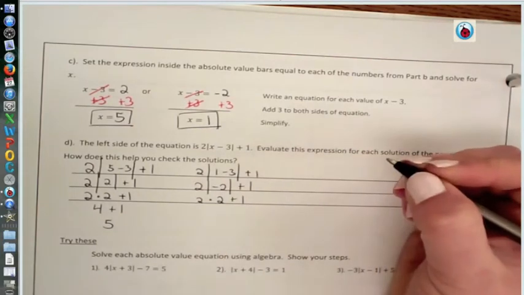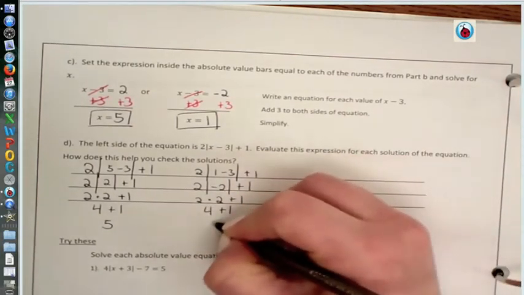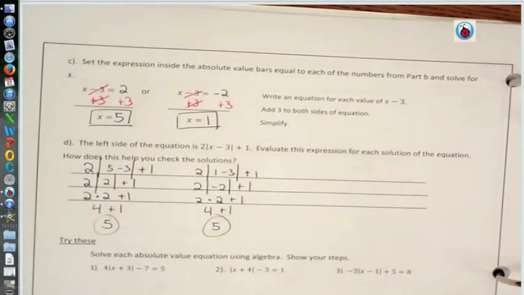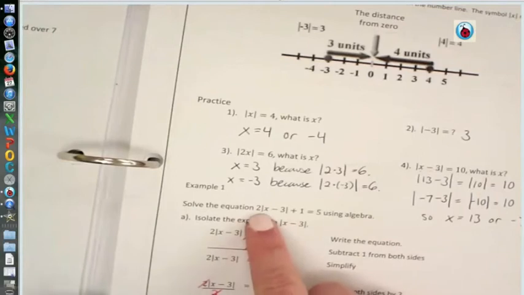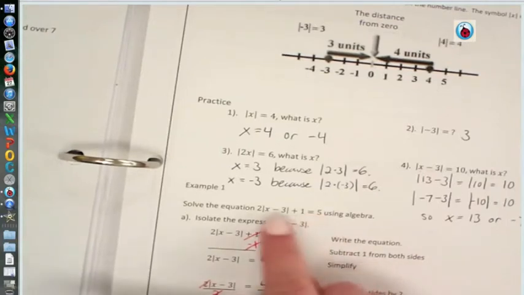This is starting to look familiar. 2 times positive 2 is 4. 4 plus 1 is 5. I'm getting the same answer here. And furthermore, it's not just any answer. If I look back to the original problem, this left-hand side was supposed to be equal to 5. So I now have 2 different numbers for x that work in this equation so that the left side equals 5.